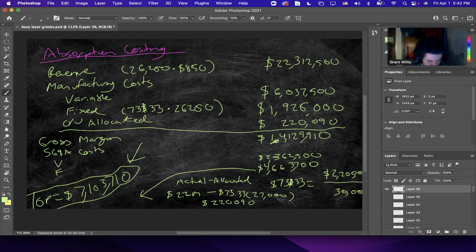Okay, and then we do the SG&A costs after gross margin. And what do you get for your gross margin? Oh, I got 14,129,910. Yep, that's good. Okay.